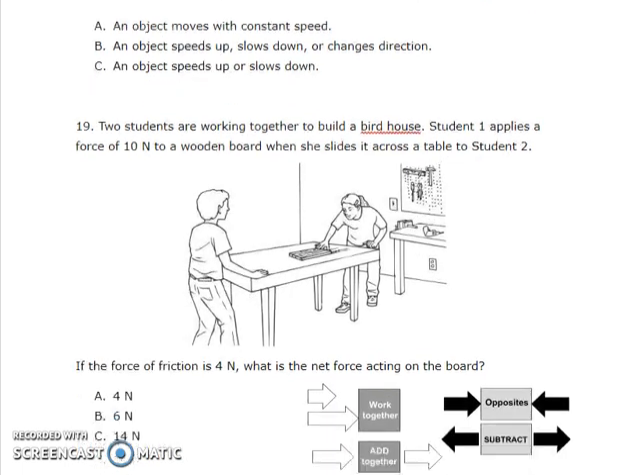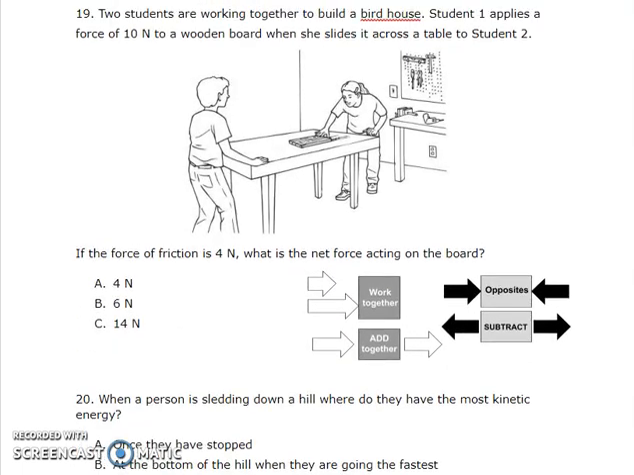Number 19. Two students are working together to build a birdhouse. Student 1 applies a force of 10 newtons to a wooden board when she slides it across a table to student 2. If the force of friction is 4 newtons, what is the net force acting on the board? A. 4, B. 6, or C. 14.